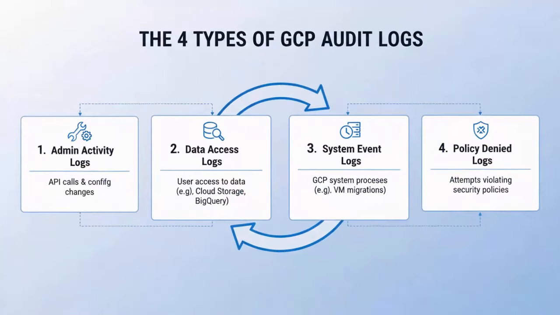Now in Google Cloud, we have 4 types of GCP audit logs. Each serves a different purpose in detection, forensics, and compliance. 1, we have the admin activity logs. In the admin activity logs, we see who changed what inside GCP resources. Admin activity logs are always enabled, and it's actually free and cannot be disabled.